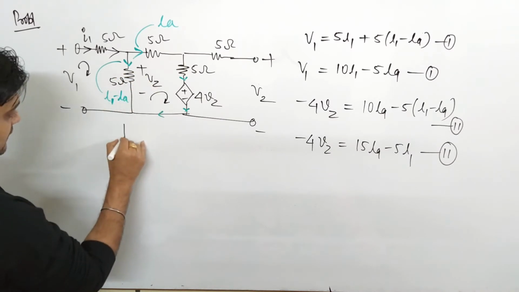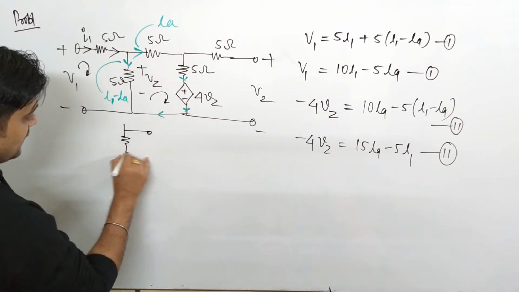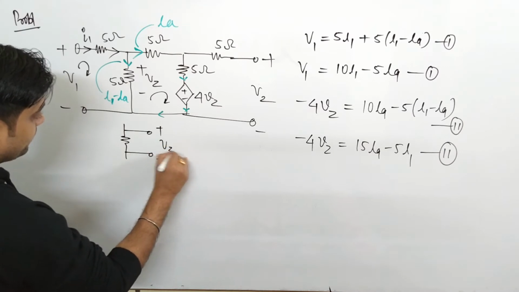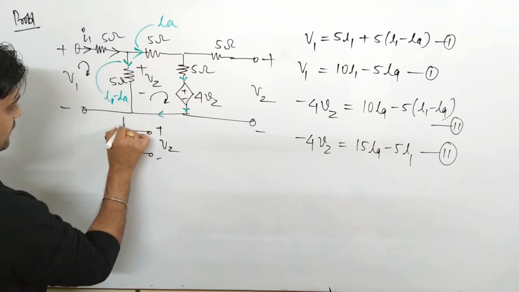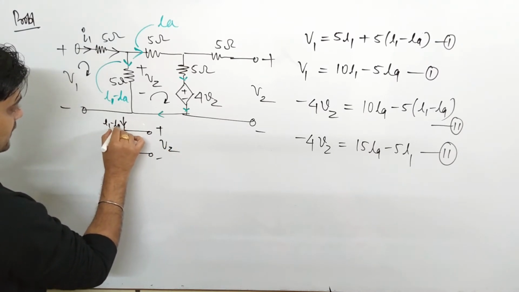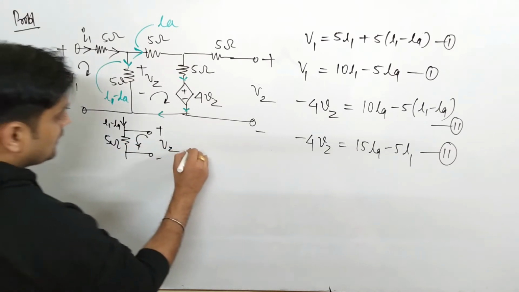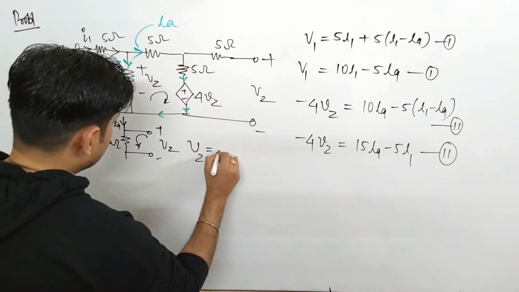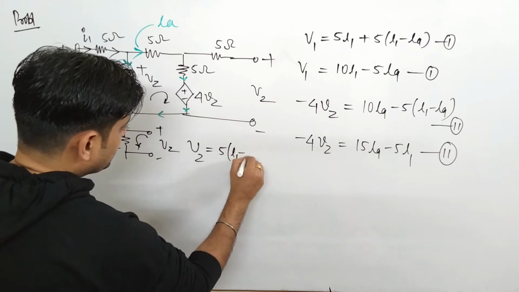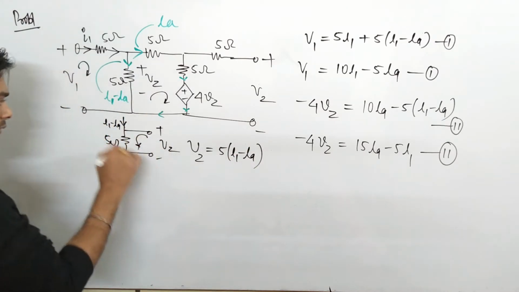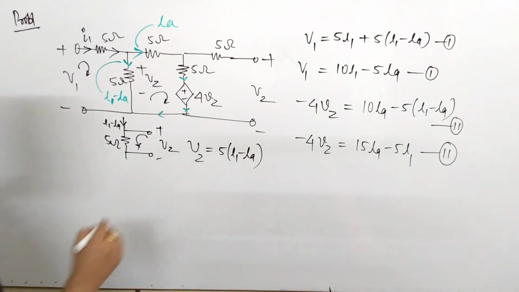So if you see this 5 ohm resistance, and here is the voltage, what? It is VZ. This is 5 ohm. And what is the current here? That is I1 minus IA. So simply you can apply even KVL. So you can say that the value of VZ comes to be 5 of I1 minus IA. Since we are moving in the direction of the current, it will become positive.